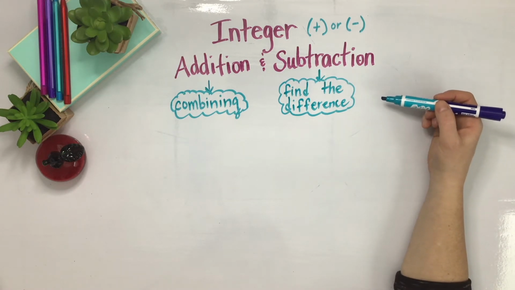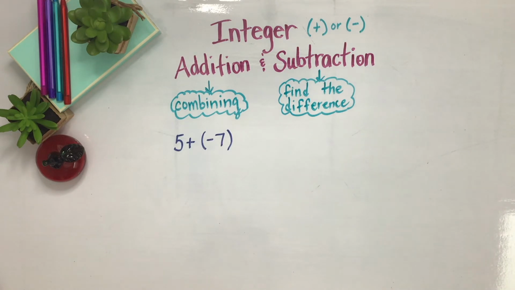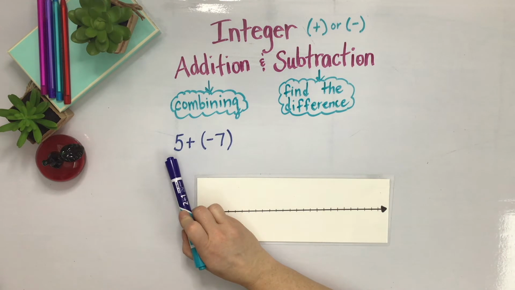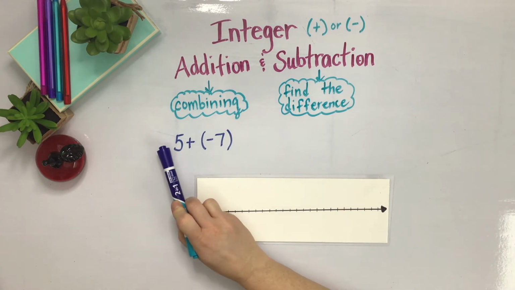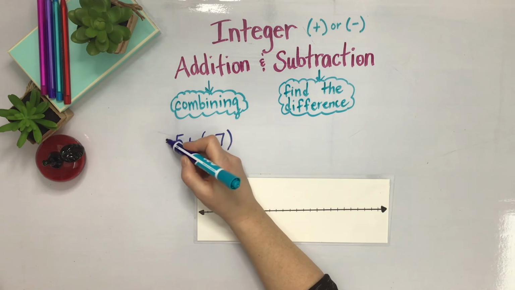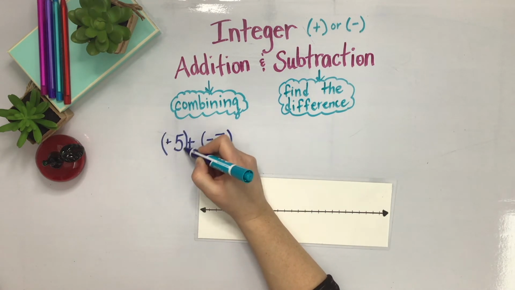Let's look at the question 5 plus a negative 7. Now this 5 here, because I don't have a sign written, we assume it's positive. I could have just as easily written it like this and it would be the same question.